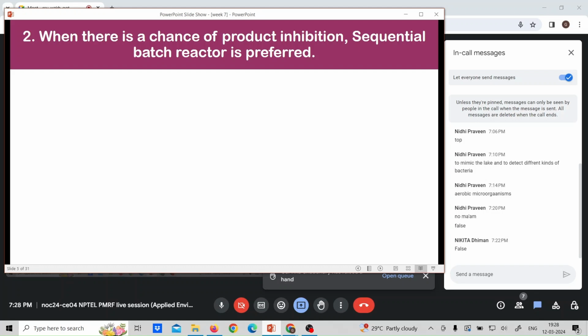I'm saying that when there is a chance of product inhibition, I will prefer only a sequential batch reactor, and I'm asking whether it's true or false. With all this explanation, would anyone like to answer? Will it be true when there is going to be product inhibition? Will I go for a sequential batch reactor? I have told you that in a batch reactor, I'm not going to take out any of my products, or put in any substrate.